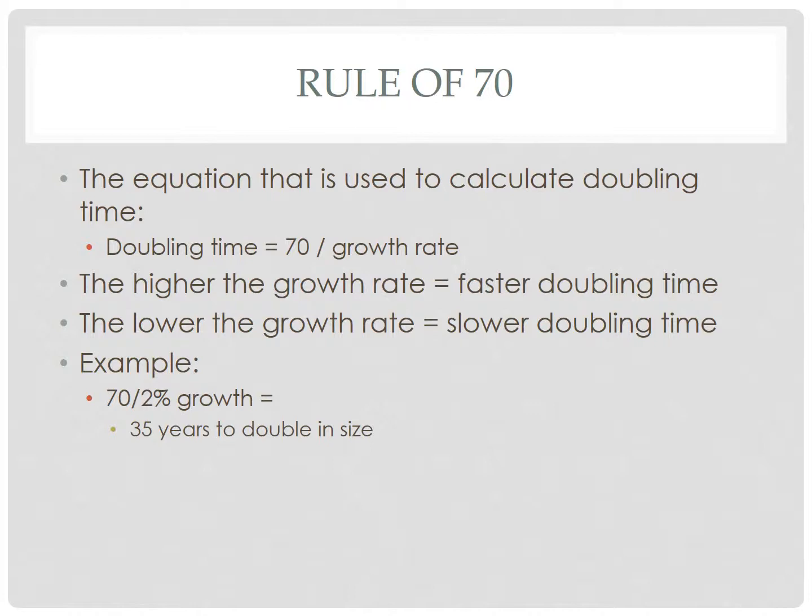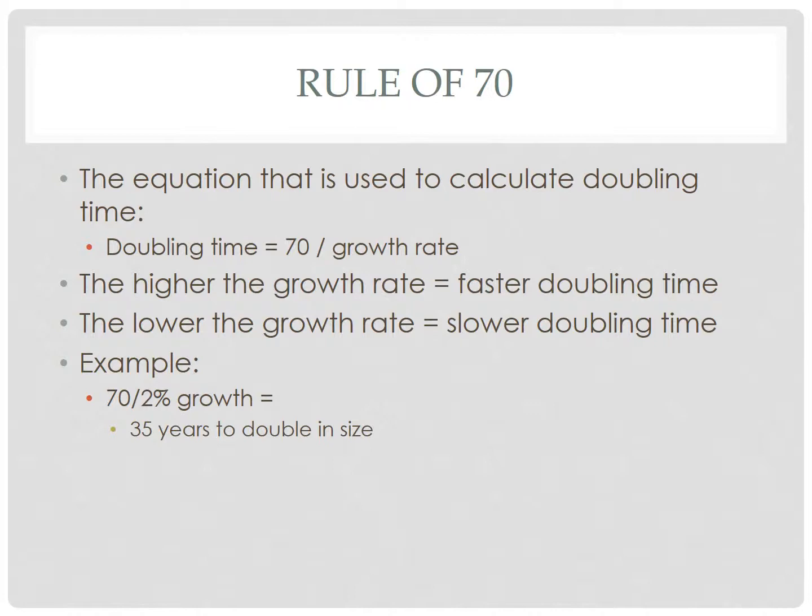So here's the tricky part. The higher the growth rate means that they will double faster, which means that it'll actually be a fewer number of years. So if you're growing more quickly, you'll double in a shorter amount of time. Whereas if you are growing more slowly, a smaller growth rate percentage, then it will take more years to double in time. So let's give some examples to help us.